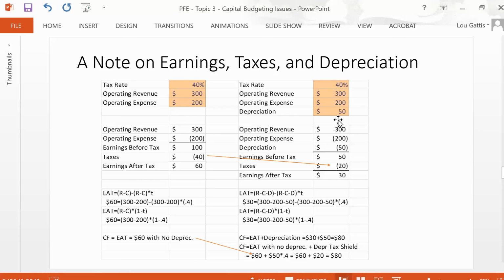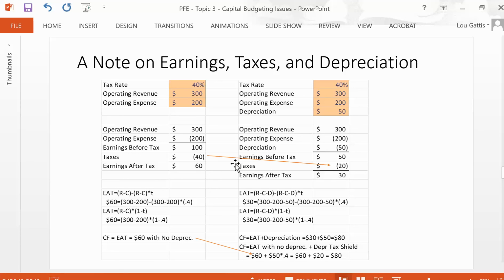Remember, depreciation is a recognition of a historical CapEx, but it's not a real expense. I never write a check to pay depreciation. All it is is a line item in the income statement that you deduct before calculating taxes, and it's used to calculate earnings after tax and taxable income. So everything else is the same, 300 minus 200, but I get to subtract $50 of a non-cash expense, which gives me an earnings before tax of 50. I then calculate taxes of 40% of 50, which is $20. So I have an earnings after tax of $30.